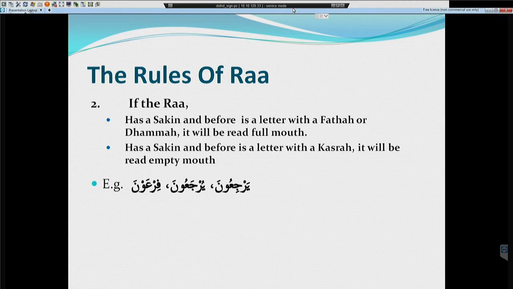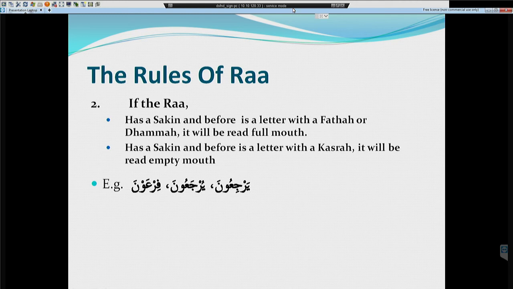If the ra has a sakin, ma qabl mutaharrik, and it has a fatha, then it's going to be pronounced full mouth or empty mouth? Full mouth. Now we look at the next one. Yurja'una. Now this ra has a sakin, before it is a ya and has what type of haraka? Dhamma. And dhamma follows the first one, fatha dhamma. You notice fatha and dhamma are usually combined together. Usually they have the same rules and the kasra has the same rule.